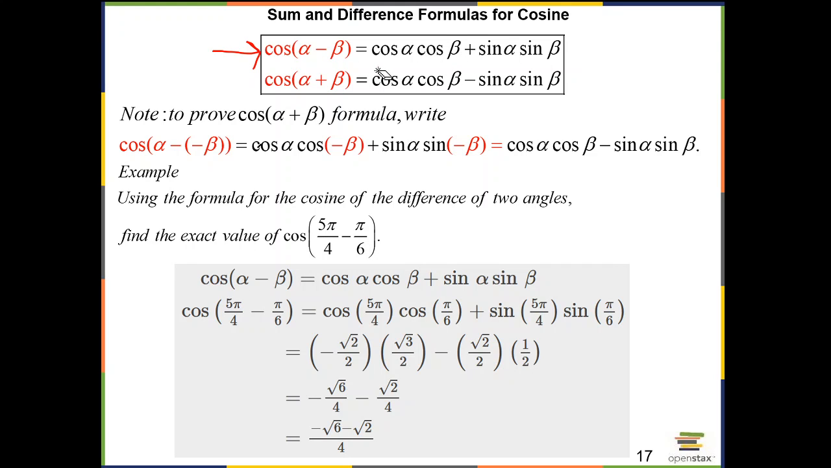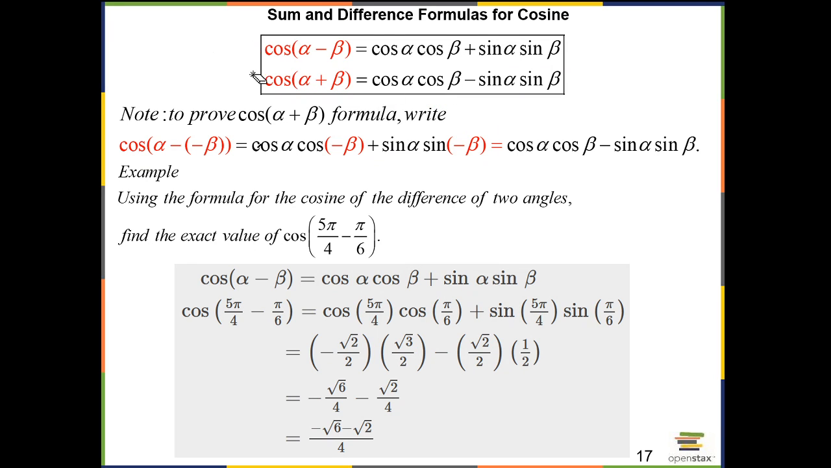chart for identities. Now, how do we prove alpha plus beta? What is the formula for that? Well, now we can use our knowledge. Instead of writing alpha plus beta, we can write alpha minus negative beta and use the same formula, right? So if you do that, cosine negative beta is the same as cosine beta, and sine of negative beta is minus sine beta, so this changes to minus. So we got a new formula for cosine alpha plus beta.